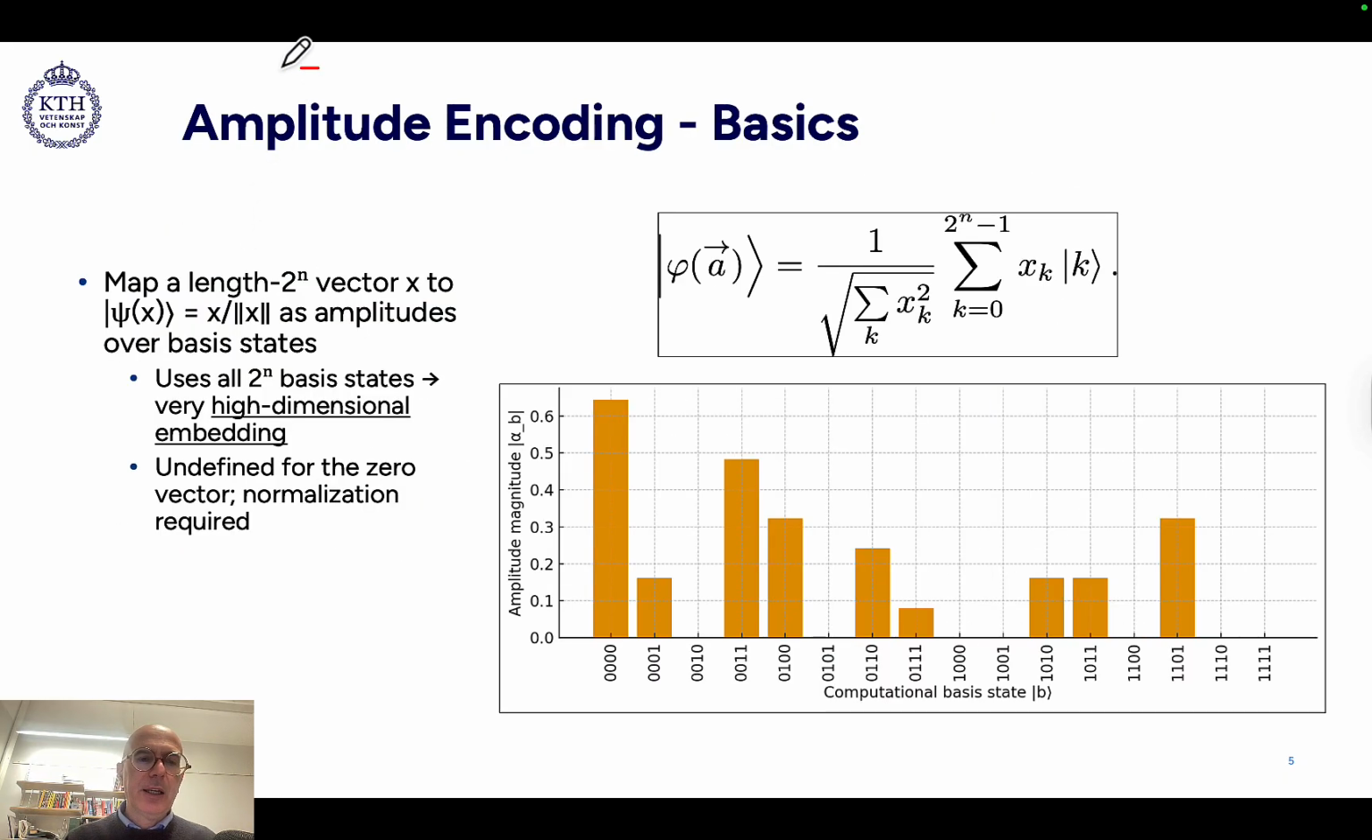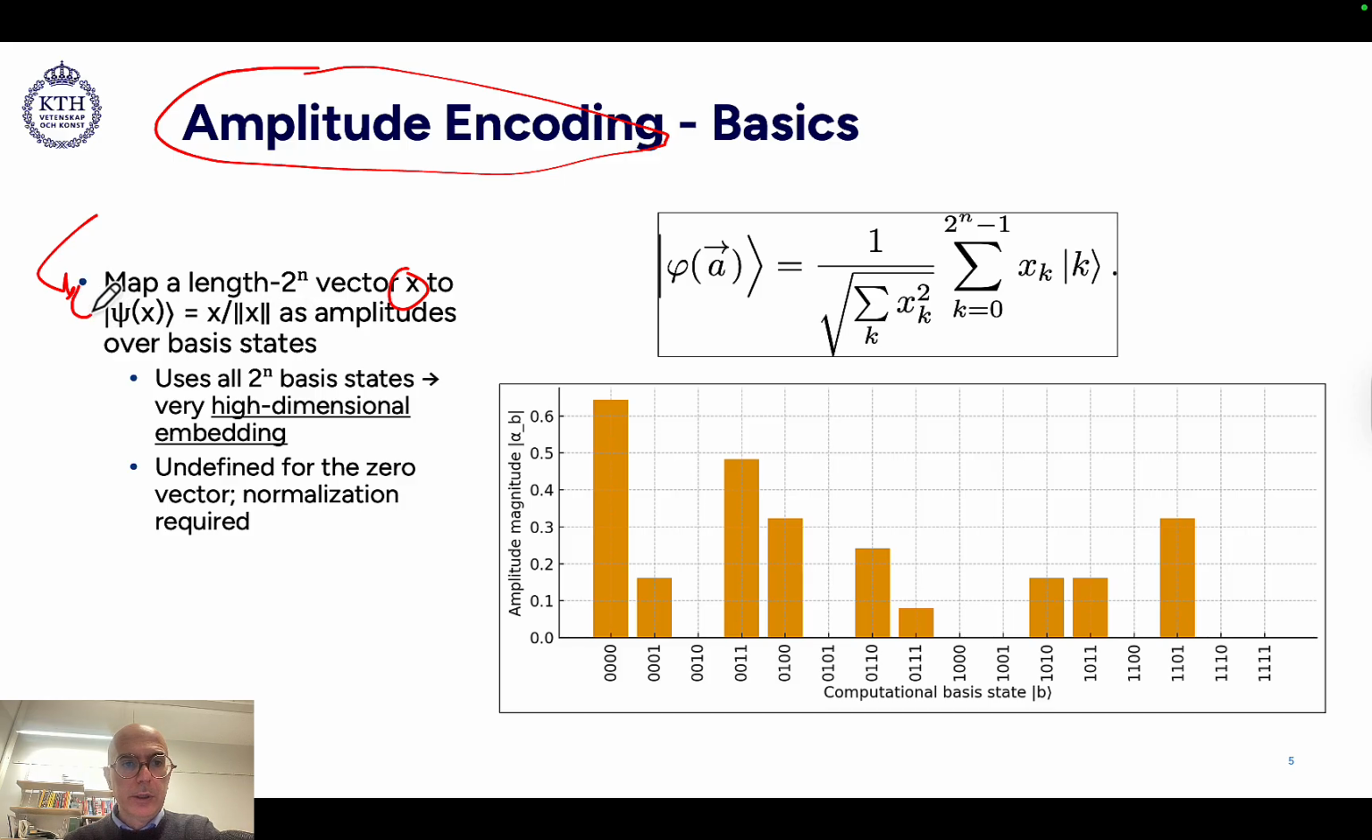A second technique is called amplitude encoding. In this case, we are going to use the amplitude of the quantum state vector to encode the values of the different features within one vector. So what it does, it maps a length 2 to the n vector x, this is our input vector, to a quantum state called psi of x, where each amplitude depends on the particular values of that feature, which is also normalized over the basis states.